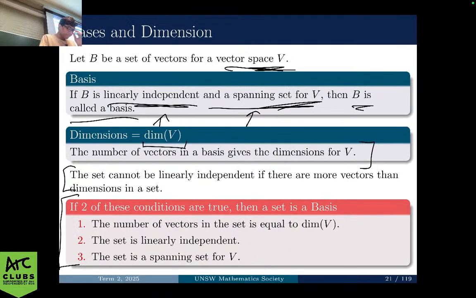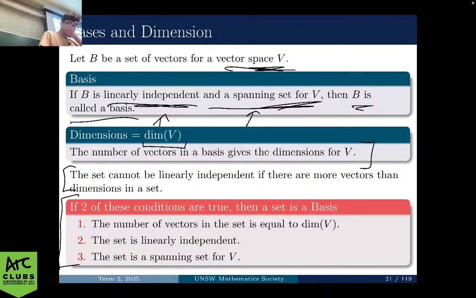So, here we have a neat little trick. If two of these conditions are true, then a set is a basis. The number of vectors in the set is equal to the dimension of V, the set is linearly independent, or the set is a spanning set for V. As long as we have two of these to be true, then the set is a basis.